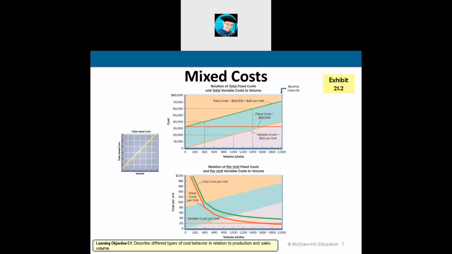Now I'm going to introduce the last part of this concept, and it's called mixed costs. Mixed costs are a mixture, that's why I call it mixed, of fixed and variable costs. Fixed and variable costs is a mixed cost. Let me give you an example.